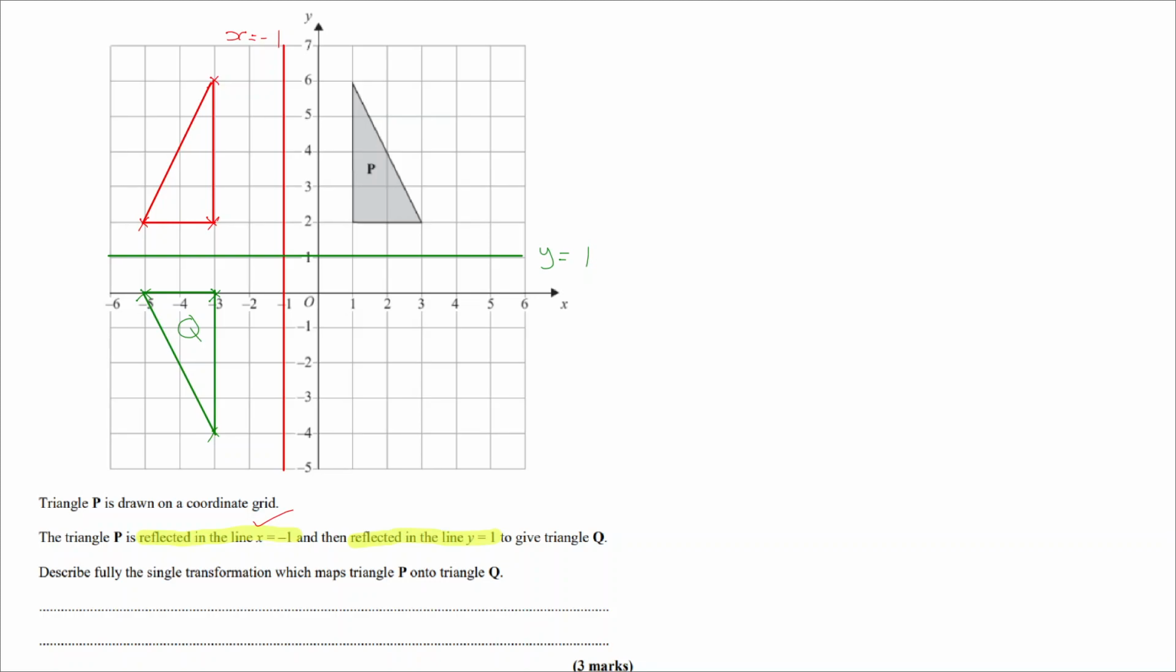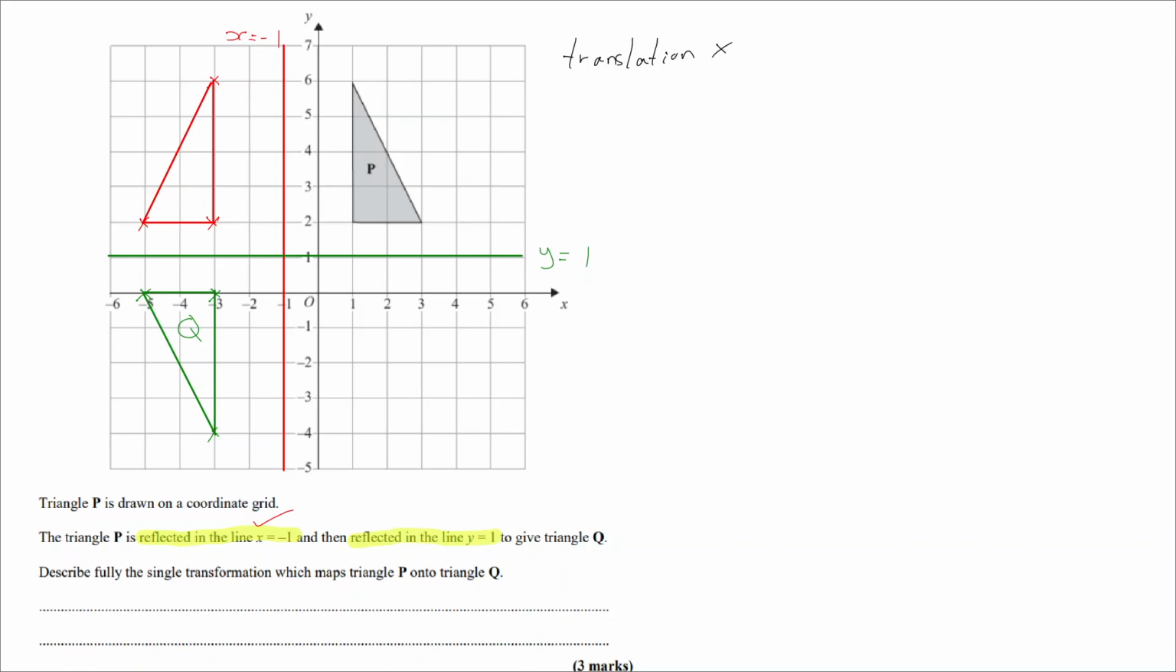And the question is saying, describe fully the single transformation to get from triangle P, this one up here, down to triangle Q. Just by looking at it, it could be one of four transformations. It could be a translation, like the one from the previous video, which is moving across, up and down, and sideways, but the shape is the same. Well, it can't be that one.